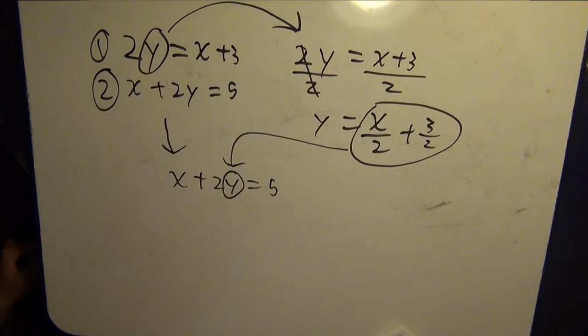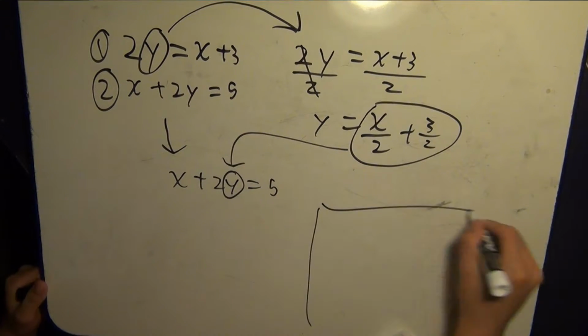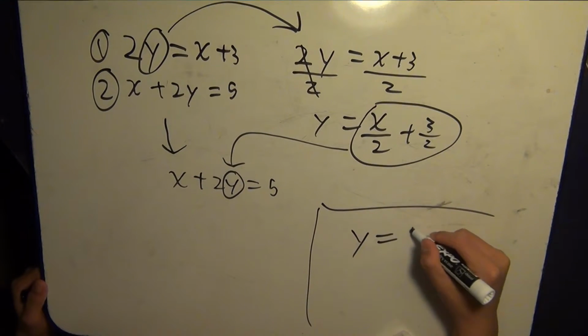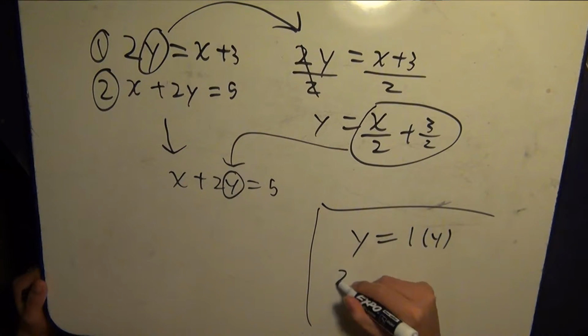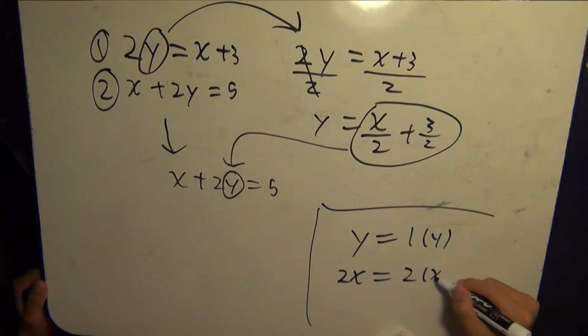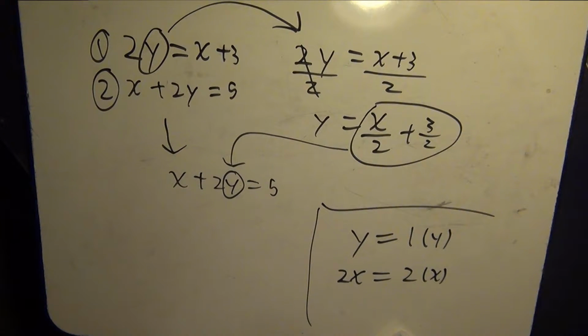Oh yeah, and one thing you need to remember is that a variable such as y or x always has a coefficient in front of it. So essentially that means y is 1 times y, and 2x is 2 times x. So when you substitute, make sure to put brackets around whatever you're replacing the variable with, because if not, then you're going to mess everything up.